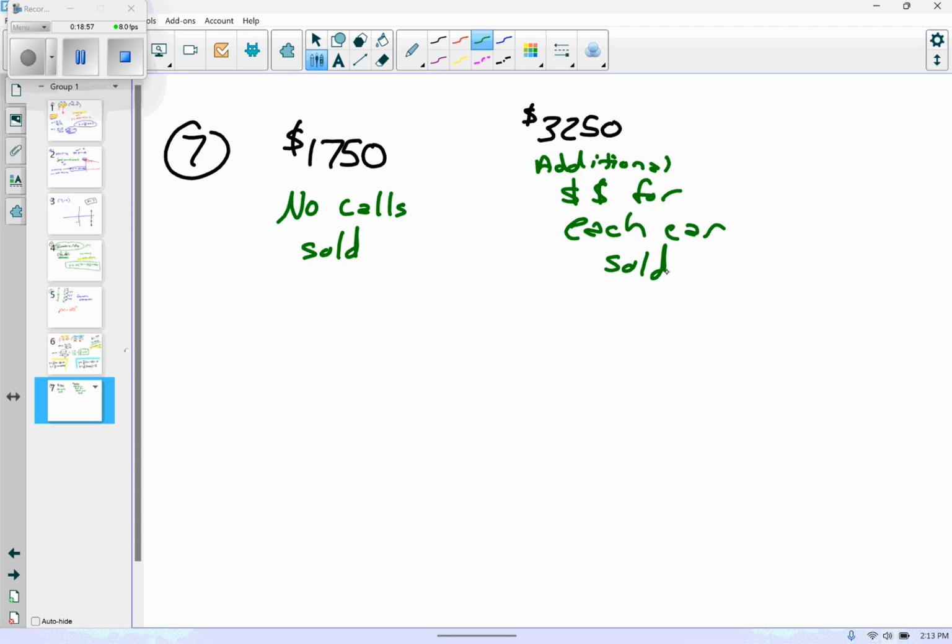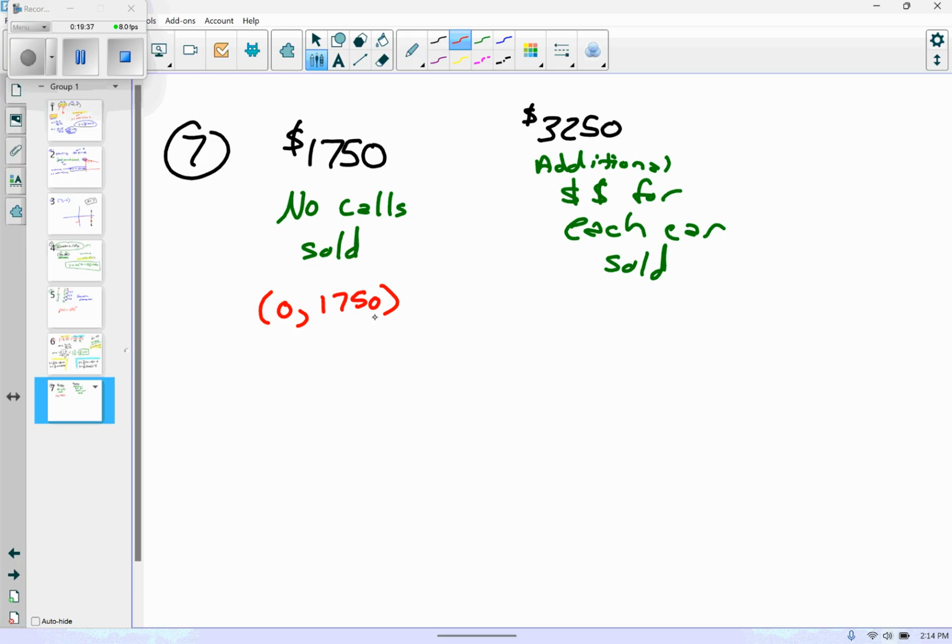Okay. Follow my logic. Ready? 0 cars sold. How much does he get? $1,750. Get it? 0 cars sold, he gets $1,750. Yes? Hang on. 0, comma $1,750. What does 0, comma $1,750 mean? Hang on a sec. 0 cars sold, $1,750. Friends, what does that look like right there?